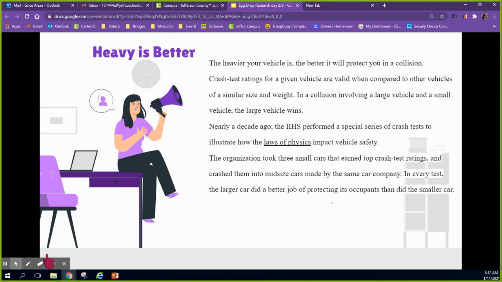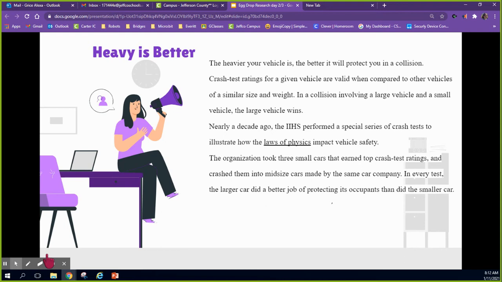So again, this one is really just heavier cars illustrate the laws of physics. So again, the laws of physics is your answer, okay? Because they're heavier, they're going to illustrate that law of physics better, and they are going to maintain the safety better. So again, heavy is better.